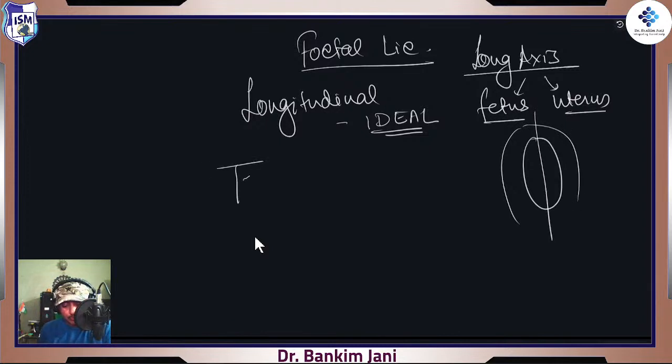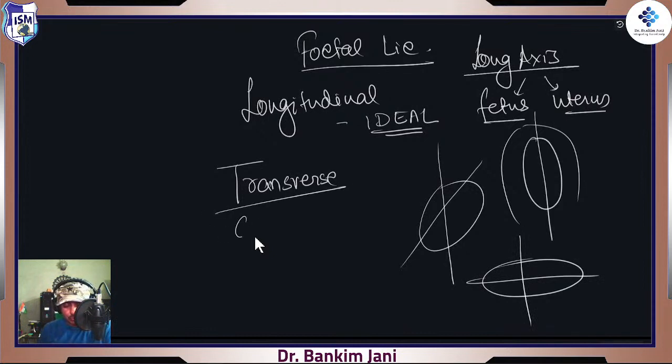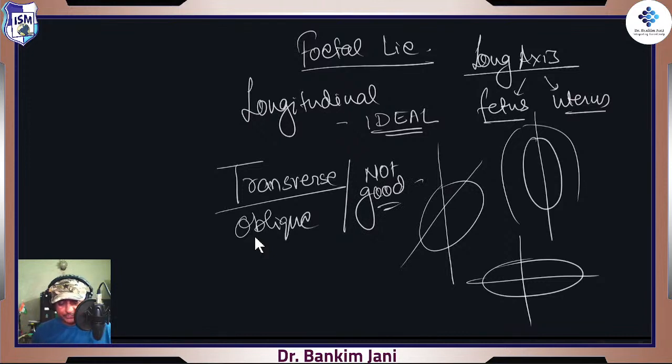When it is transverse, either the baby is like this, that's the long axis of baby, this is the long axis of mother, or if it is completely like this, transverse or oblique, then they are not good. What to do? Well, there are so many things, but we have understood that in lie it could be longitudinal, transverse, or oblique. Longitudinal is good; transverse, oblique, not very good.